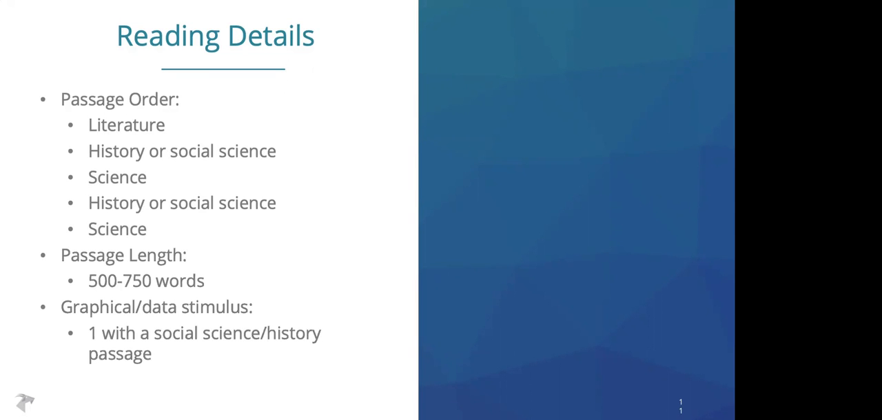And then one of the history or social science passages, or one of the science passages, will include a graphical or data stimulus along with it, like a chart or a graph. Since you have two history social science passages and then two science passages, one of each will have some kind of data in there that you'll also have questions about.